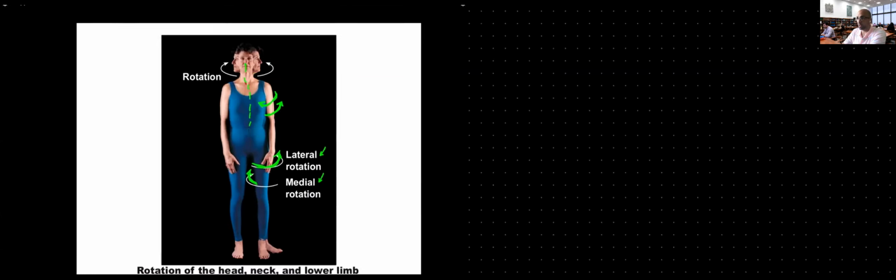All right, so the rotational movement here is going to be either towards the midline or away from the midline. So we're going to call those rotational movements either a lateral rotation or a medial rotation. This will be applicable for the rotation of the humerus or the arm and the rotation of the femur or the thigh. Inward rotation is a medial rotation. Outward rotation is a lateral rotation.